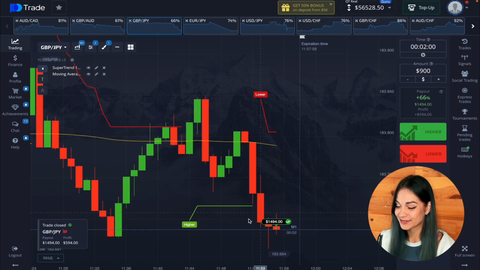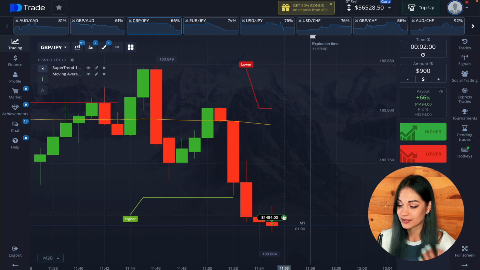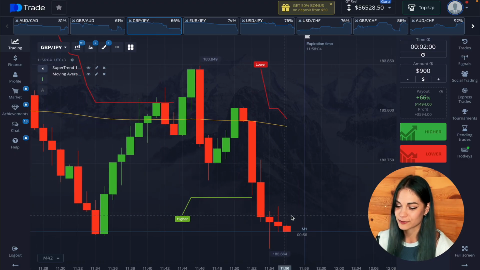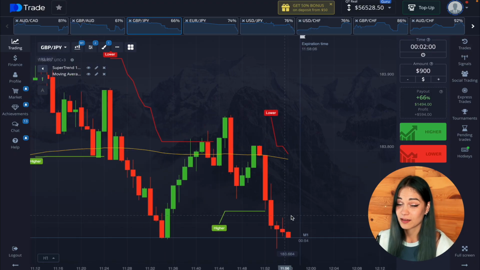Amazing, you guys, but that was a bit risky, but the deal is still closed in black and the market still shows us that the price is going down. So let's move on to the next entry point.